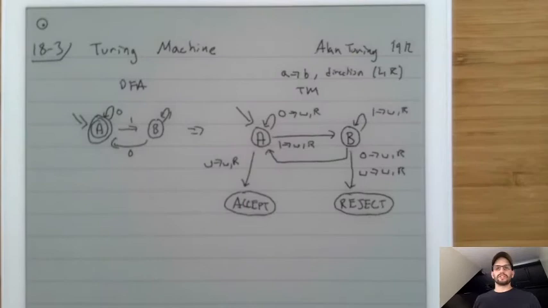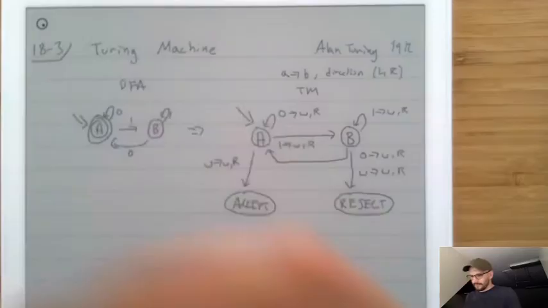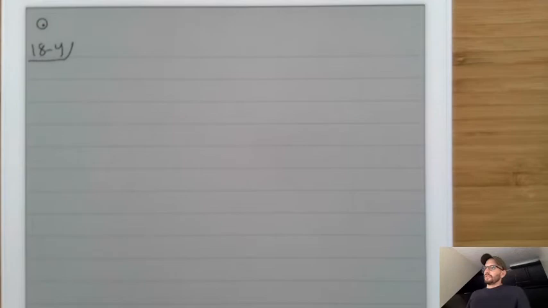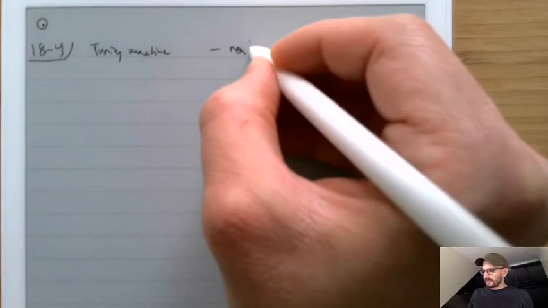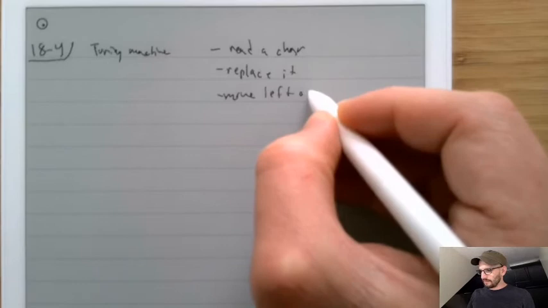Okay. So now let's be a little bit more precise about exactly what a Turing machine does. So a Turing machine, at every step, it's going to read a character and then replace it. And then it's going to move left or right. And it is going to do this in the context of an infinite tape.